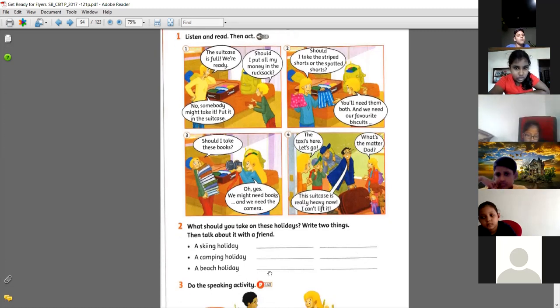Now look at this. What should you take on these holidays? Write two things. Then talk about it with a friend. Skiing holiday, camping holiday, beach holiday. You want to write the things that you want to take for this.